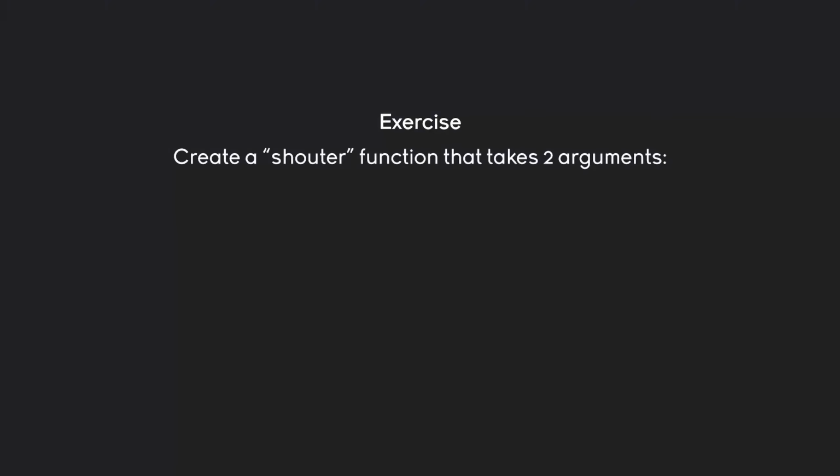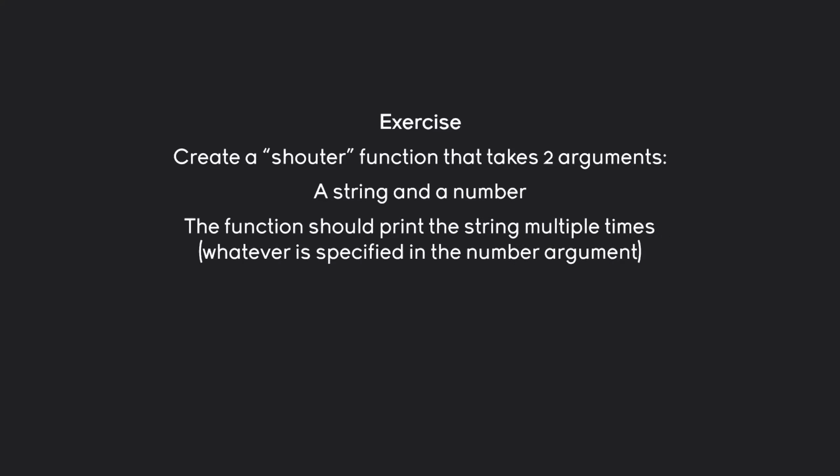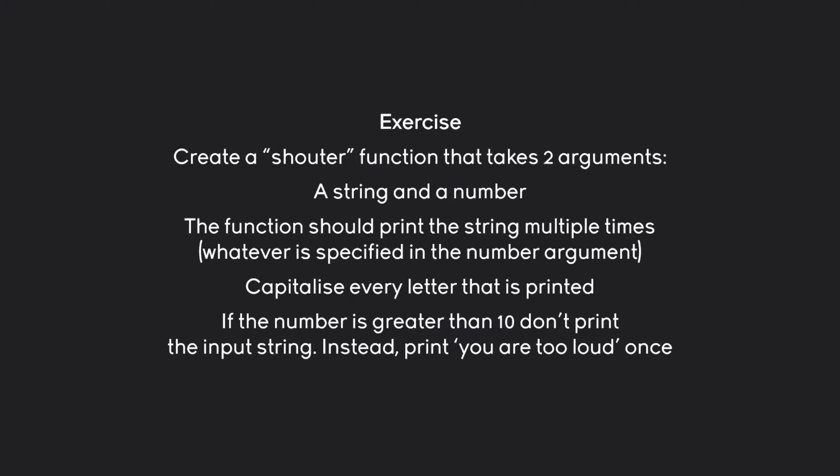I want you guys to create a shouter function that takes 2 arguments, a string and a number. The logic you should be writing is that the function prints the string multiple times, whatever is specified by the number. Also, while you are doing this, capitalize every letter that is printed. On top of that, if the number is greater than 10, don't print the string, instead print something like you are too loud, but only print this once.